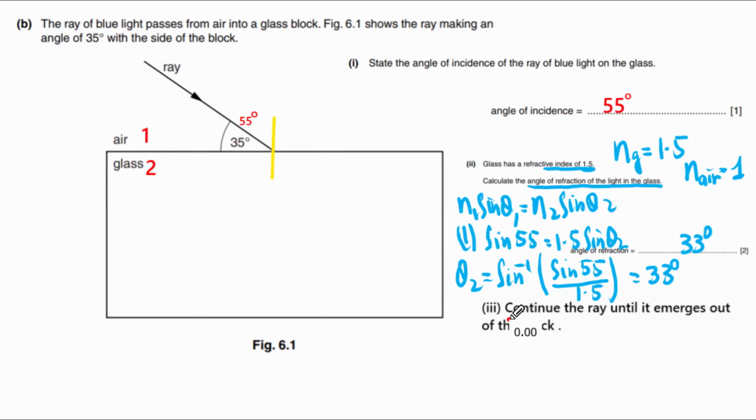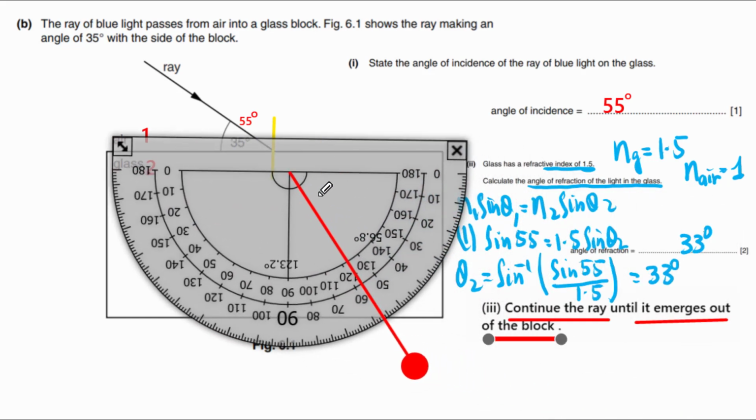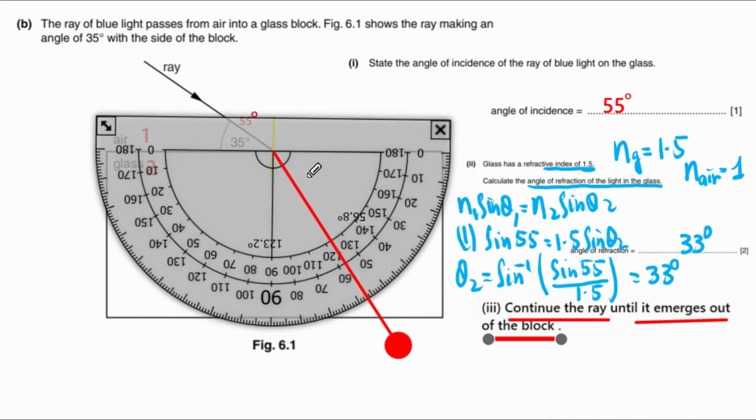For the third part, we need to continue the incident ray until it emerges out of the block. It simply means until it appears on this side. For that purpose, we need a protractor because we need to draw the angle of refraction and the refracted ray. The angle of refraction we have already calculated is 33 degrees. So we have to measure the angle from the vertical, and that has to be equal to 33 degrees.